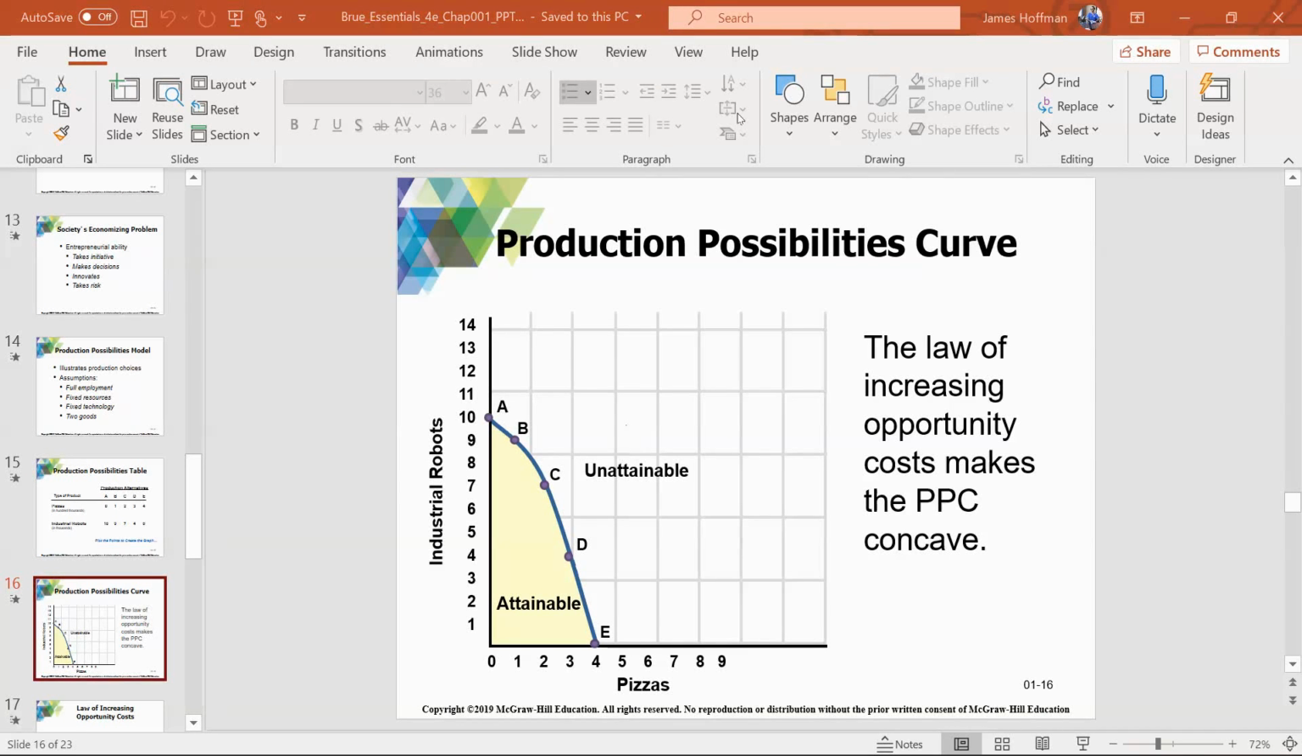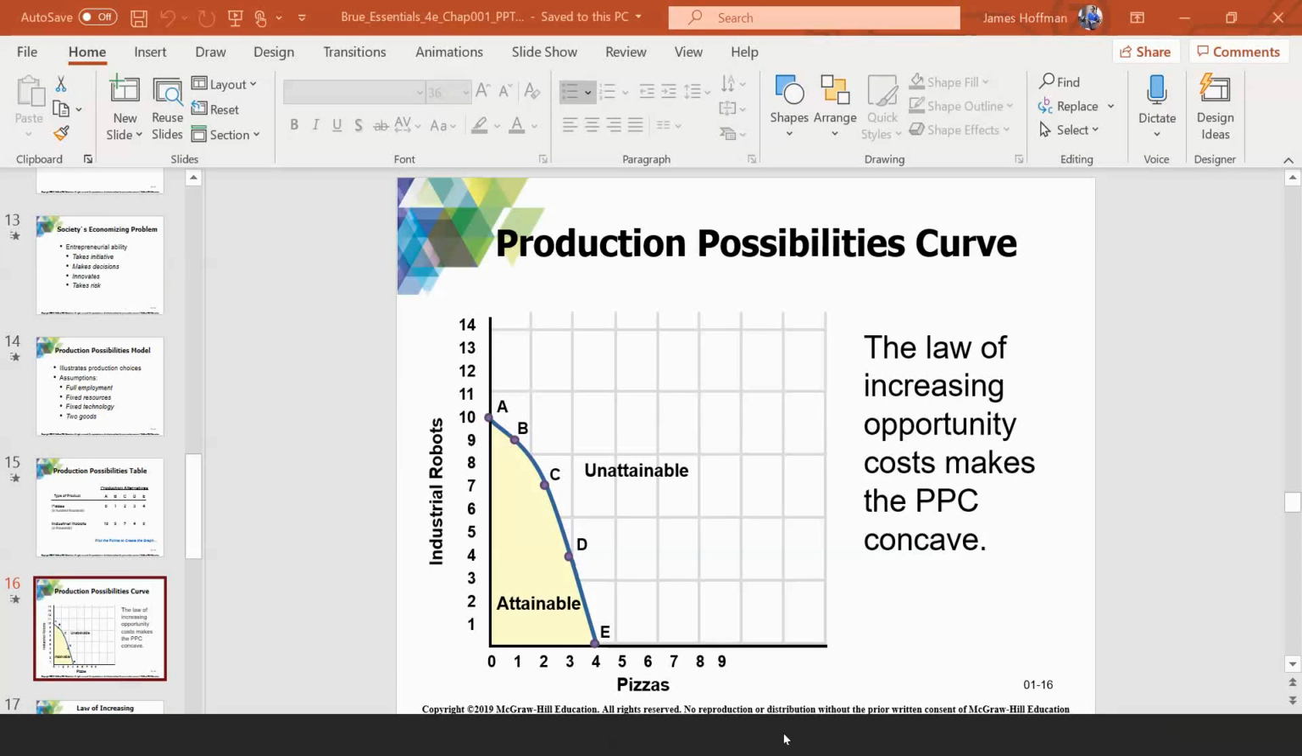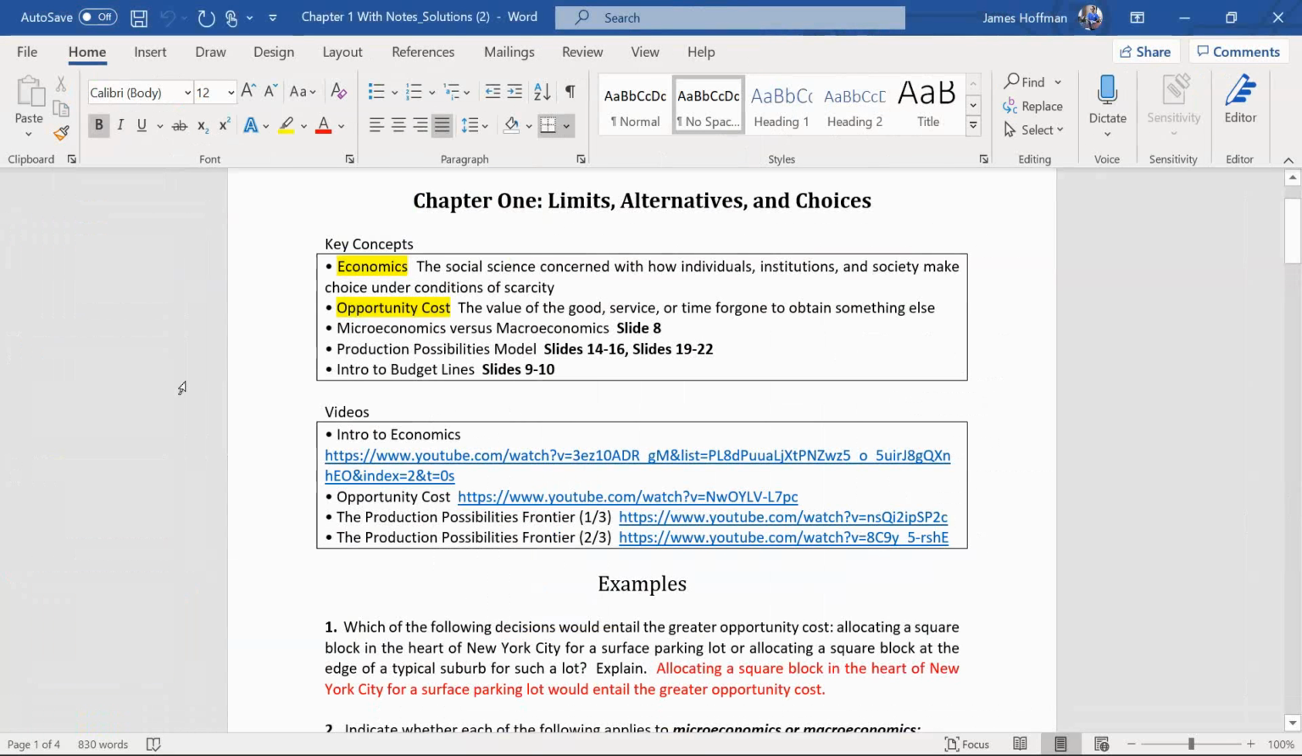Okay, so a few more slides on the production possibilities curve, and then we'll look at an example in a minute. If you look at slides 19 to 22, that'll cover the rest of the production possibilities curve material.